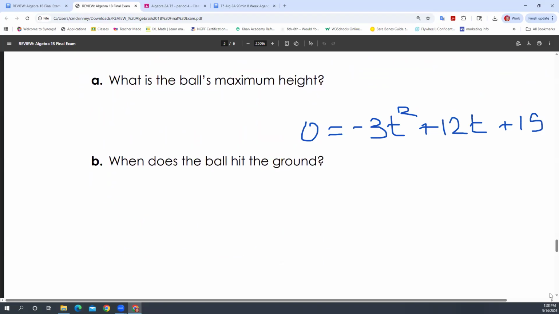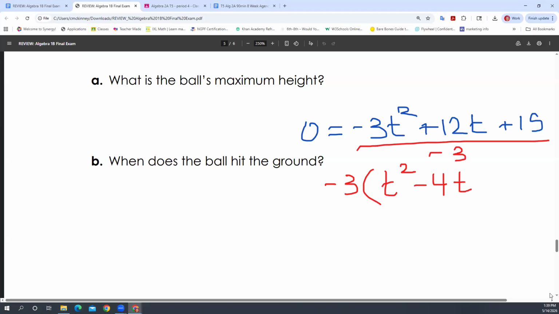Since the height is 0, we need to solve this, but it has a second power. So we're going to try to factor. If we could not factor, we would have to use the quadratic formula, but I'm hopeful that we're going to be able to factor. So let's try dividing by this first coefficient, and we want that squared term to be positive. So I'm going to divide everything by negative 3. So now I have negative 3, and then inside my parentheses, t squared minus 4t minus 5.